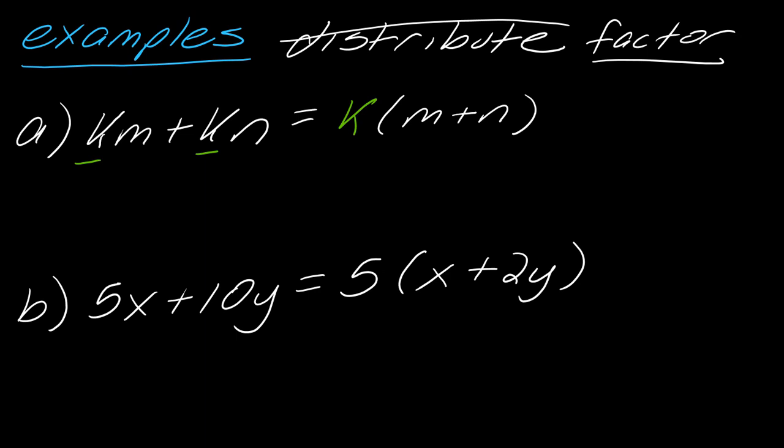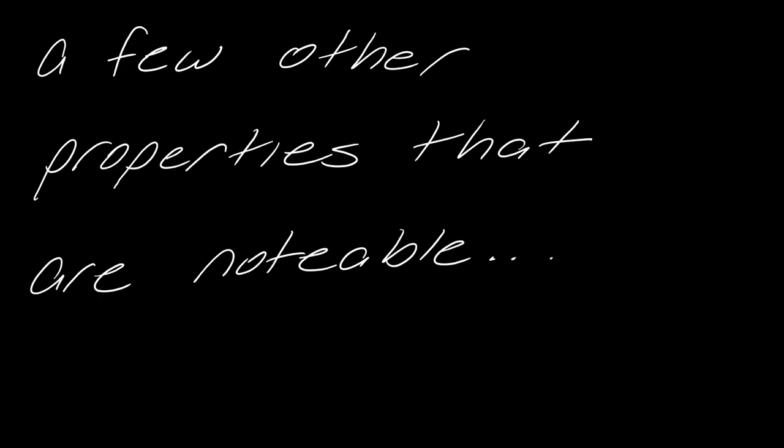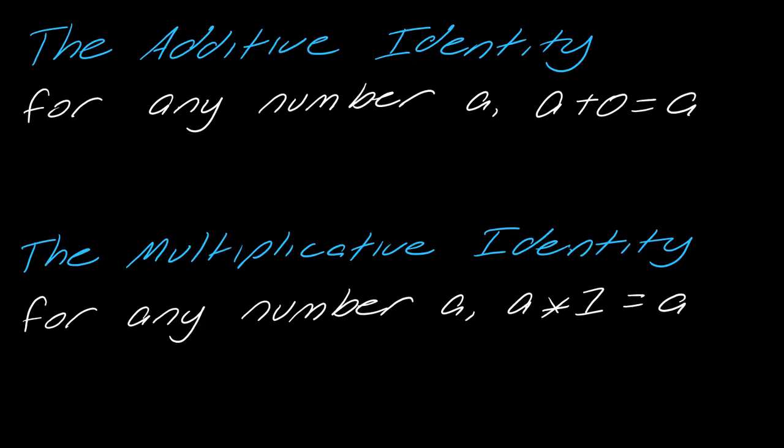Okay, so we're just about done here. There's just a few other properties that are notable that I just wanted to very quickly mention. And they're things that are so obvious in some ways, you probably don't even really ever think about them. So I just want to talk to you about the idea of the word identity. So identity is anything that gets something back to itself. So here for addition, the additive identity is 0, because if you add any number to 0, you still get that number. So that's what this is saying.